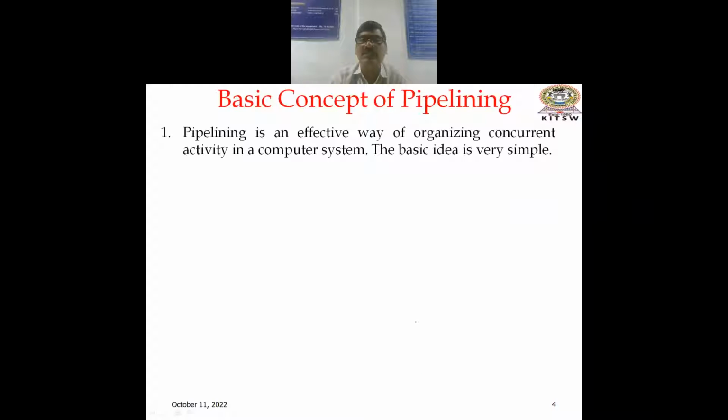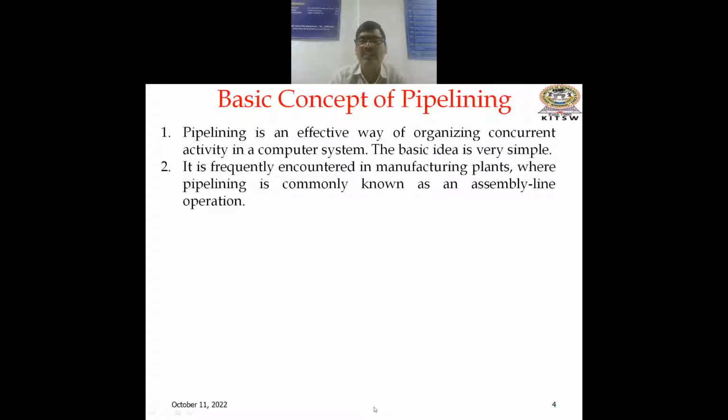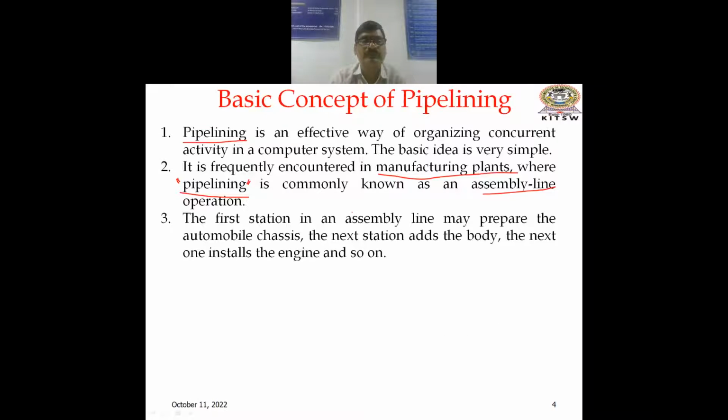So the concept of pipelining arrived from the manufacturing industry basically. Automobile manufacturing plants make use of an assembly line to assemble a particular automobile by following different stages. So that is the basic idea giving rise to this concept of pipelining, and how we can make use of this pipelining operation in execution of instructions.